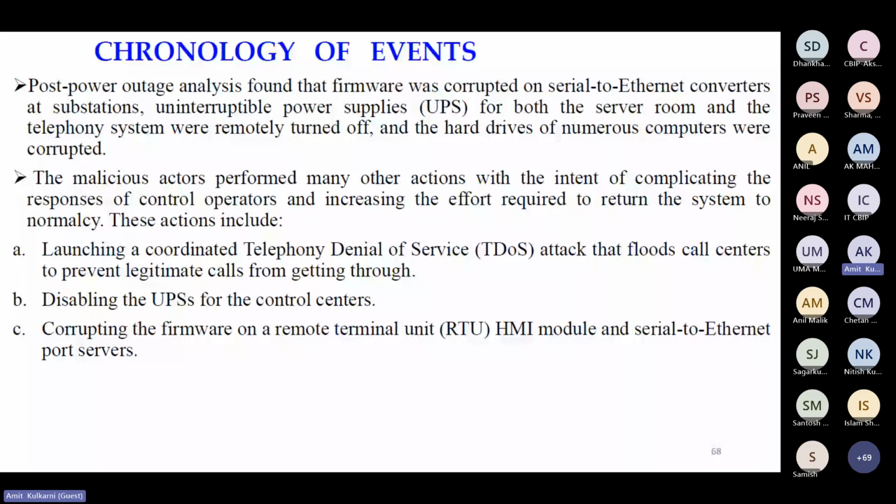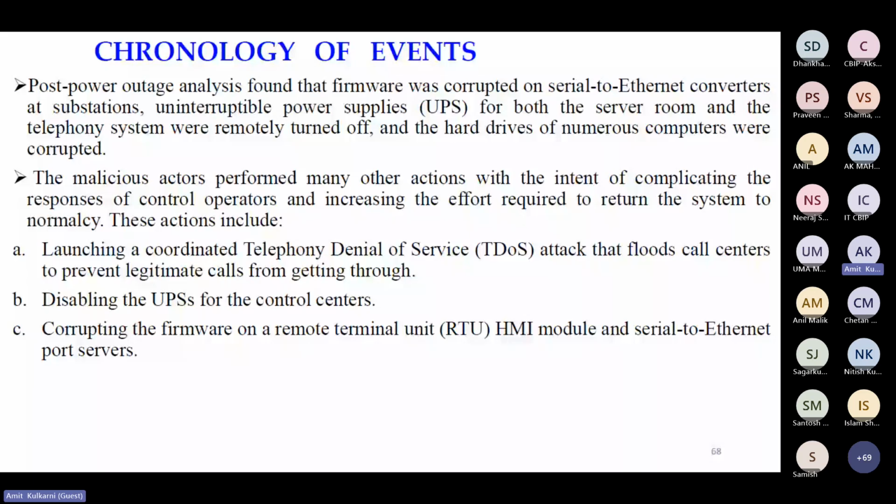So what actually happened? It is again a mix of various attacks in different dimensions. First, a coordinated attack was launched on the UPS, that is uninterrupted power supply, with firmware such that the UPS was turned off and numerous computers were corrupted.